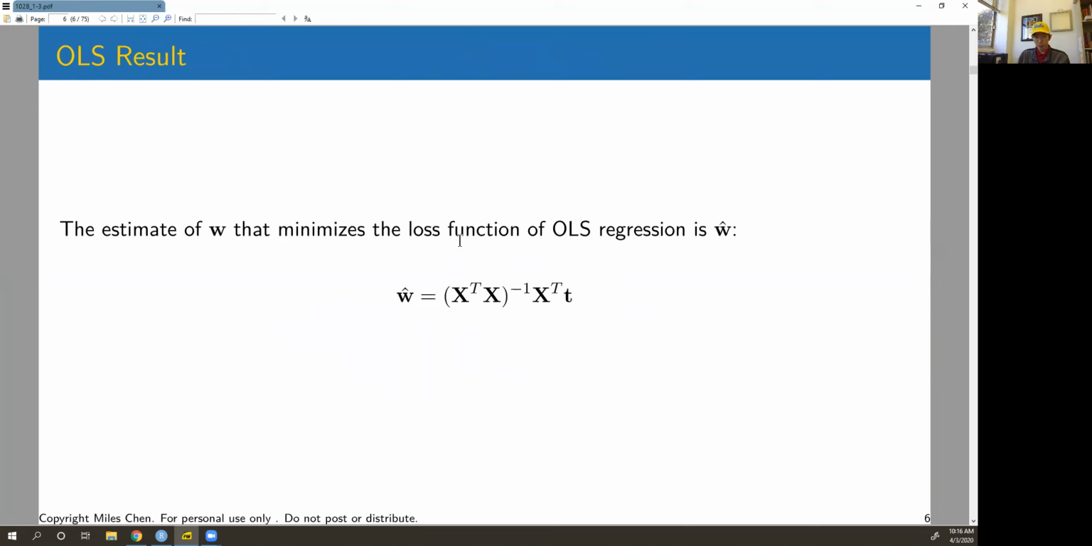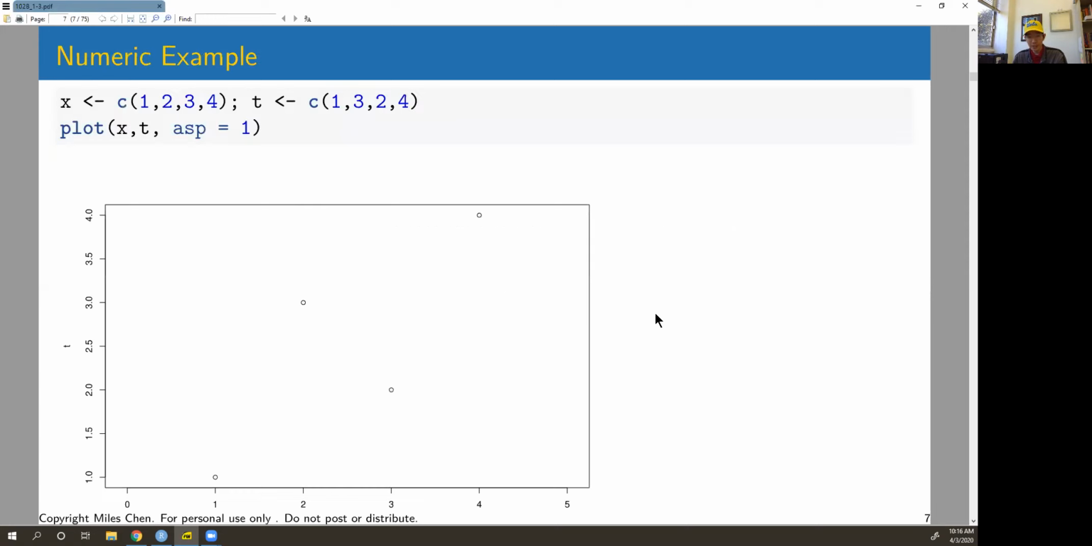All right. So our ordinary least squares result here, the estimate of W that minimizes the loss function of ordinary least squares regression, W hat, is X transpose X inverse X transpose T. This is something that if you keep saying over and over, it almost has its own little rhythm, and you can kind of remember it. So X transpose X, X transpose. I often say Y, but in this case it's T. X transpose X inverse X transpose T, or X transpose Y. So that is that, and let me just show you here how this could work.